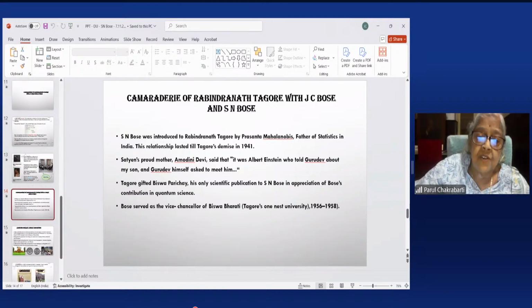Well, S.N. Bose was introduced to Rabindranath Tagore by Prashanta Chandra Mahalanobis, father of statistics in India. This relationship lasted till Tagore's demise in 1941. Satyen's proud mother, Amodini Devi, said, I quote, it was Albert Einstein who told Gurudev about my son. And Gurudev, that means Tagore himself, asked him to meet him. Tagore gifted Visva-Parichay, his only scientific publication, to Satyen in appreciation of his contribution in quantum science. Bose served as the Vice Chancellor of Visva-Bharati, Tagore's university, during the period 1956 to 58.